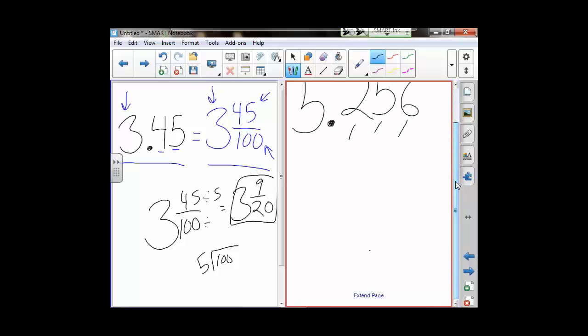So we're at 5, and how do we do this? Yes, ma'am. That is correct. 1,000 would be the denominator, and 256 would be the numerator. And then we have to think greatest common factor.